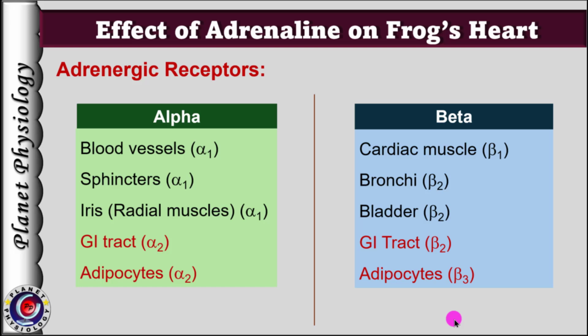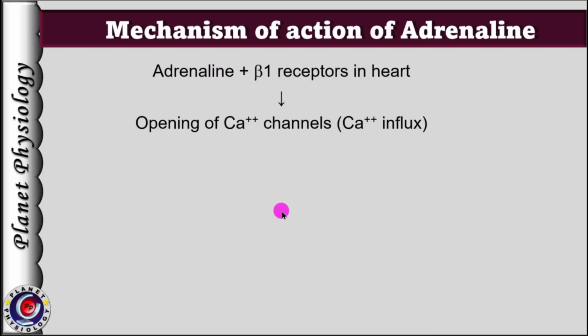Adrenaline acts on both alpha and beta receptors, while noradrenaline primarily targets alpha receptors. These effects are temporary and reversible. In the heart, beta 1 receptors are present on cardiac muscles as well as on the specialized conducting system including the SA node and AV node. Binding of adrenaline or noradrenaline with beta 1 receptors increases membrane permeability for calcium ions.